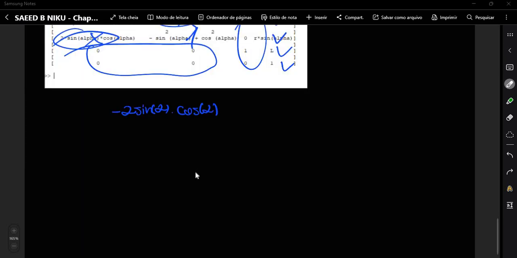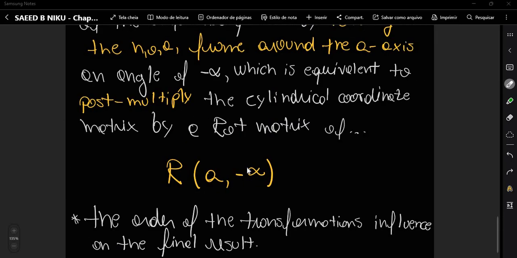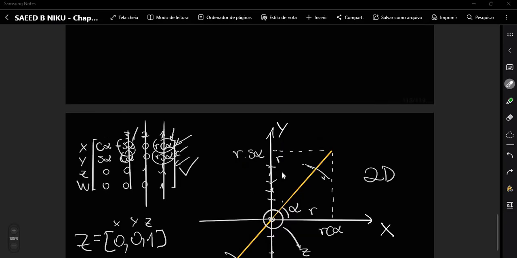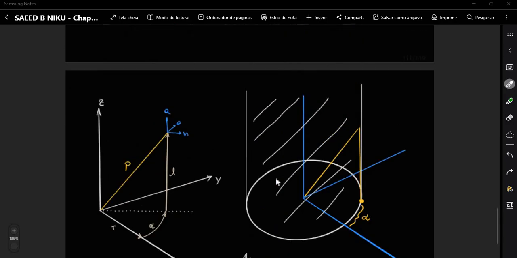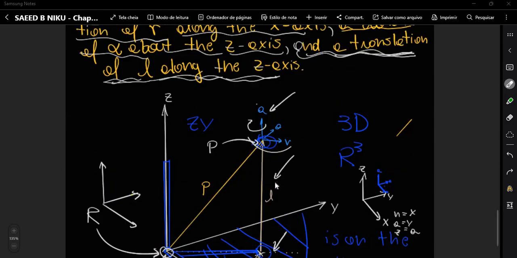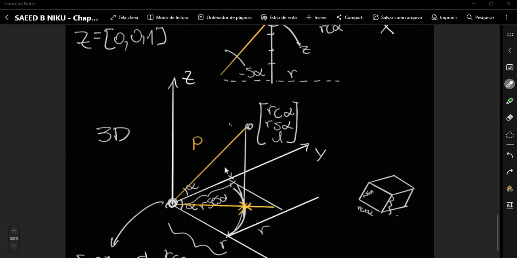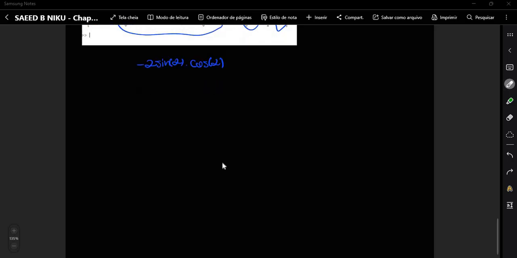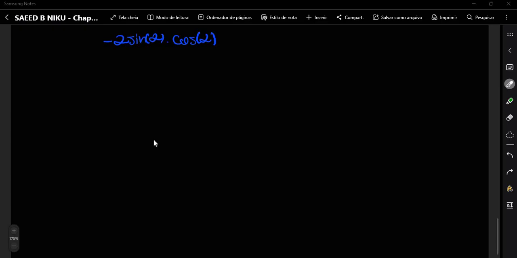Okay, then. So now that we have covered the theory about cylindrical coordinates, we have example 2.17 and example 2.18. We covered the theory, and now we will solve these examples to get more experience and keep learning about it. So let's solve example 2.17.